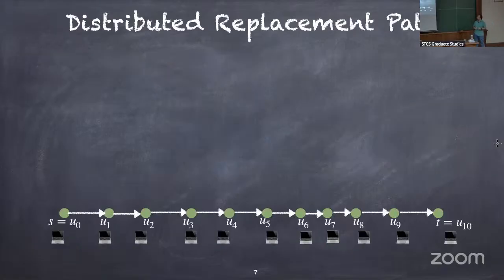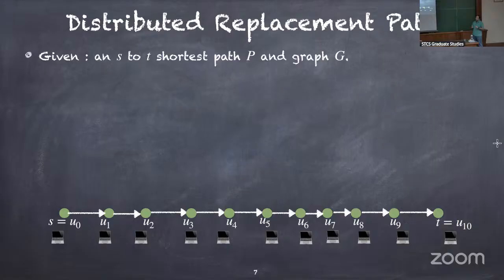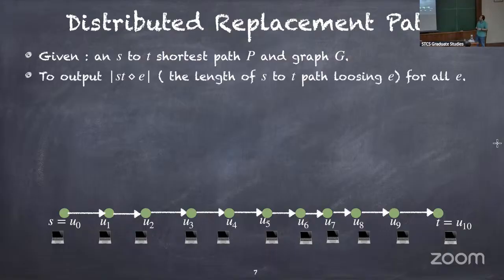So let's discuss what we actually try to solve in distributed replacement path. In distributed replacement path, you are given an s to t shortest path and a directed graph. Today we will be talking about unweighted graphs only. In the sequential setting, you have to output the length of the path from S to T avoiding E, for all edges E in the shortest path.